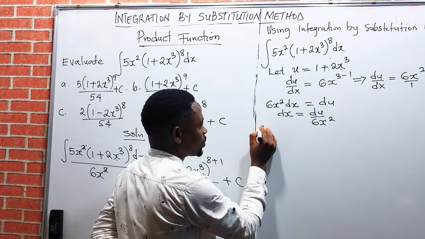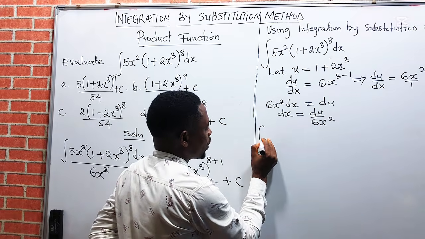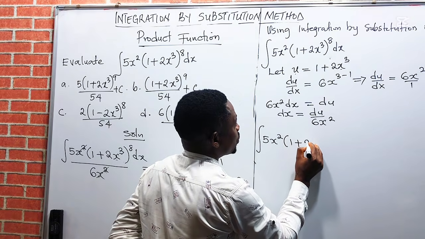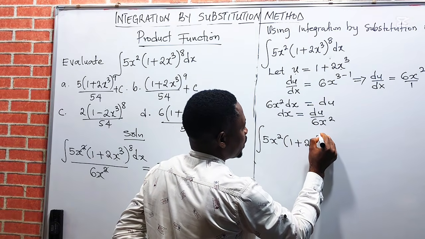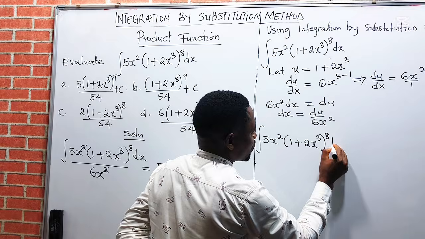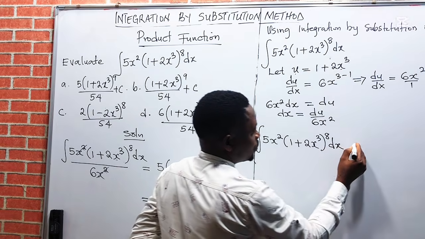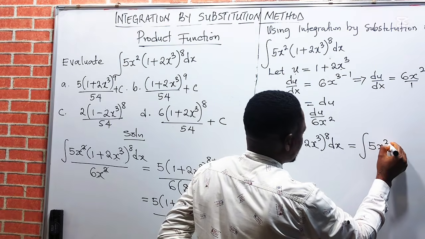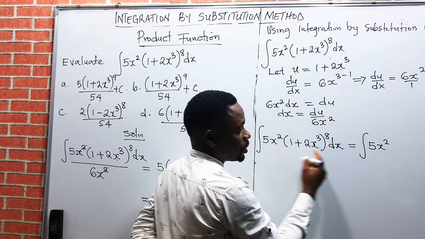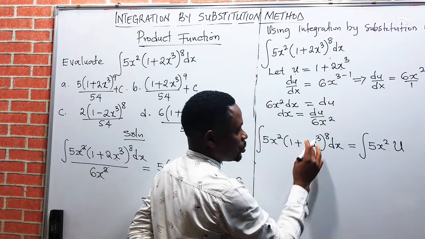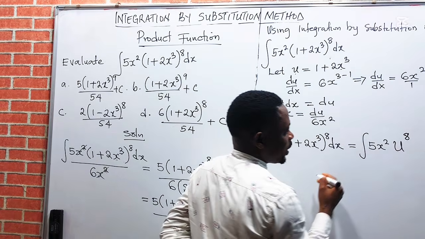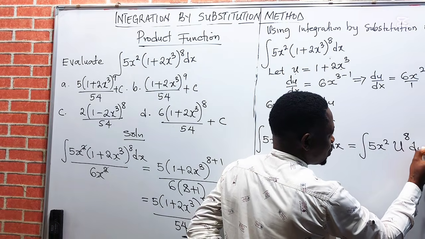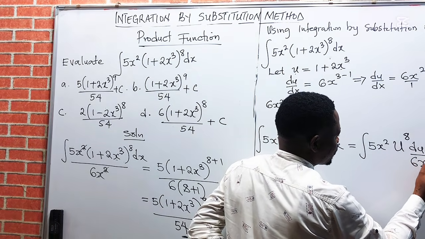So if we have gotten the value of dx, I will now go back to the question and substitute. So what is the question? 5x raised to power 2, bracket 1 plus 2x raised to power 3, close bracket, raised to the power of 8, dx. Well, let us substitute now so that we have integral of 5x squared. What is this particular expression? We consider it as U, then raised to the power of 8. Then remove the dx. The dx is du all over 6x squared.